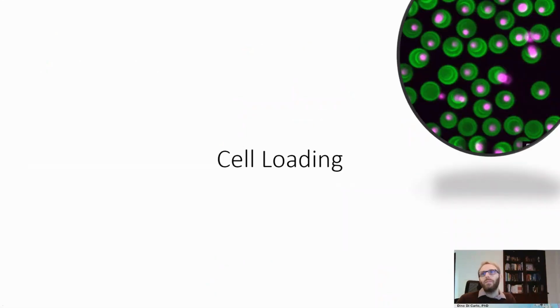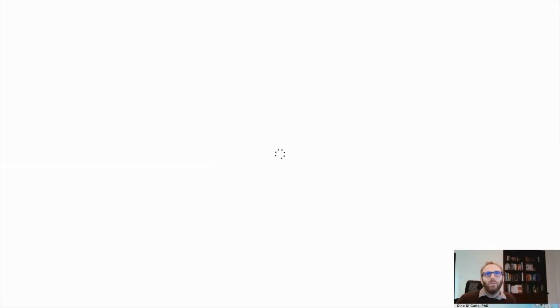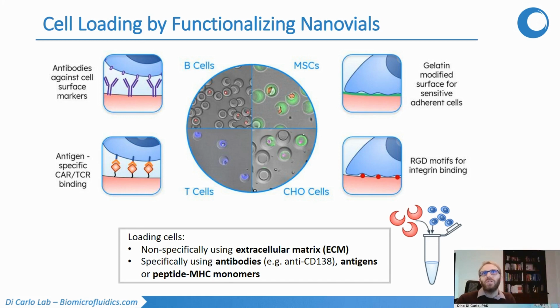So the first step in any of our assays is cell loading. So how do we load cells on these nanovials? Well, the key step of loading is functionalizing the nanovials with cell adhesive moieties. In this case, I'm showing a few different examples of cell adhesive moieties. One could be antibodies against cell surface markers, could be anti-CD138 for plasma cells. It can also be antigens or peptide MHC complexes to bind specific antigen-specific T cells.